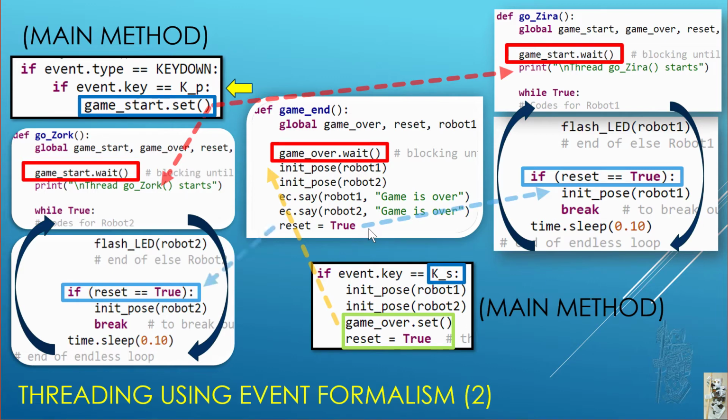When reset is set to true, both of the endless loops will encounter this situation. If reset is true, it finally breaks out of the endless loop, and then the thread for go 0 and the thread for go zork will be concluded. Also, just to be on the safe side, when the user pushes the key S, the program will also set reset true, so it will stop the two threads in two possible ways, just to be sure.